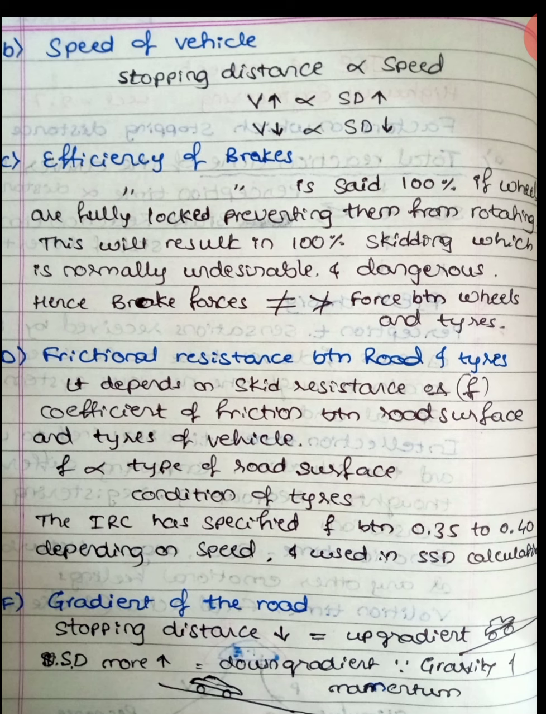And the third is efficiency of brakes. We can say efficiency of brakes is 100% if the wheels are fully locked, preventing them from rotating. But it is not good. This is because 100% locking of wheels will result in skidding, which is normally undesirable and very dangerous also. That's why the brake forces should not be more than the force between wheel and tires.